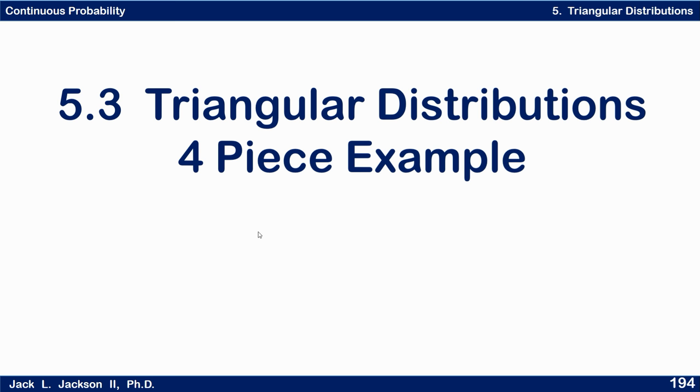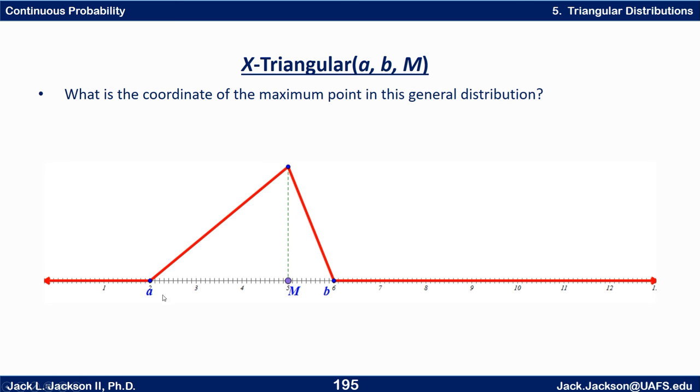Okay, this is Jack Jackson back again, and we're looking at some more examples of triangular distributions. In this example, we're going to look at one that's in 4 pieces. 2 of them are actually 0. So let's look at this.